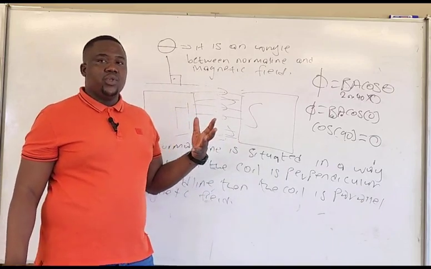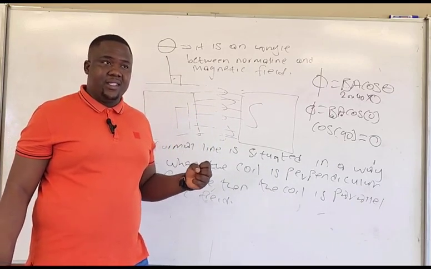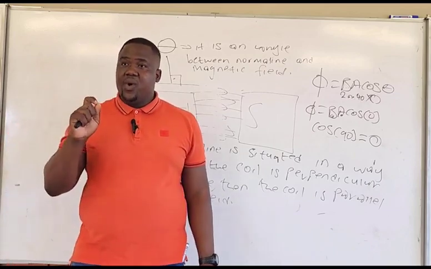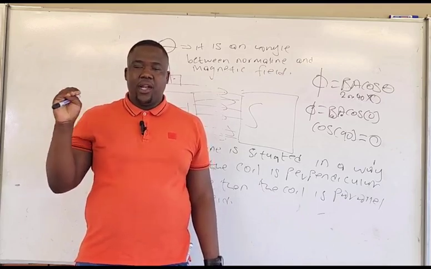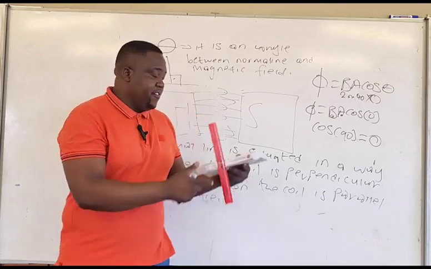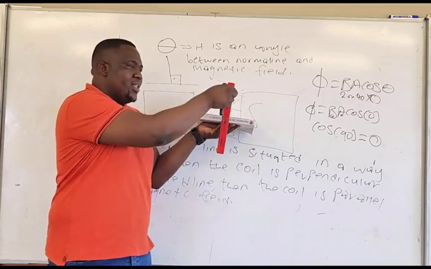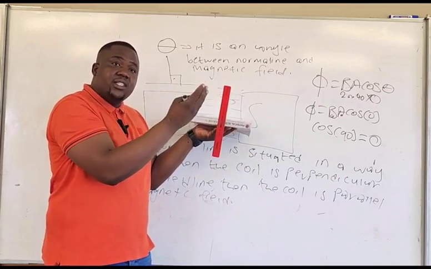But we're not interested in the coil. We're interested in the normal line, which is in the coil. So then that normal line is perpendicular to the magnetic field line. So we're going to have cos 90. Cos 90 is 0. It will make the whole magnetic flux 0. You can see that the normal line, the red ruler, is perpendicular to the magnetic field line.